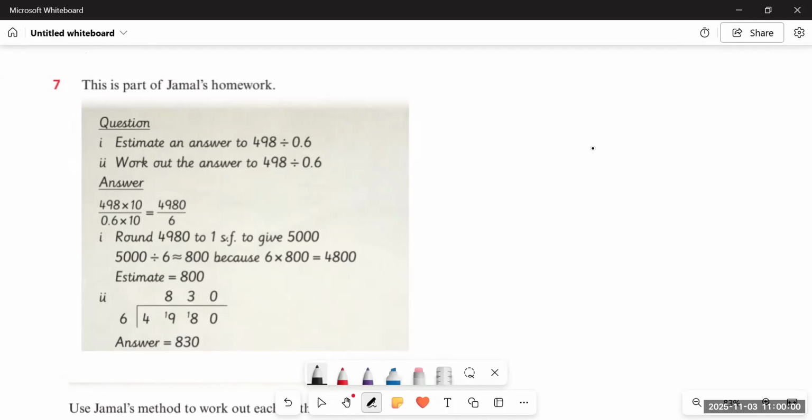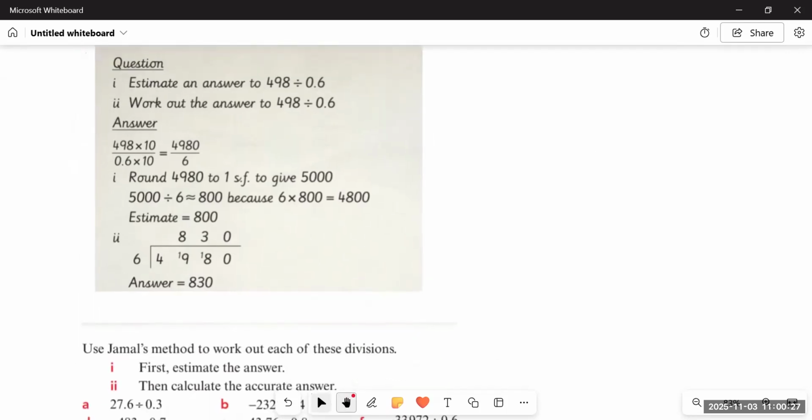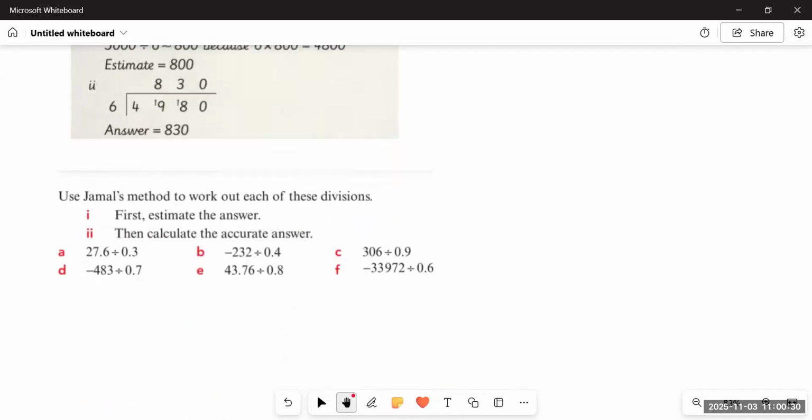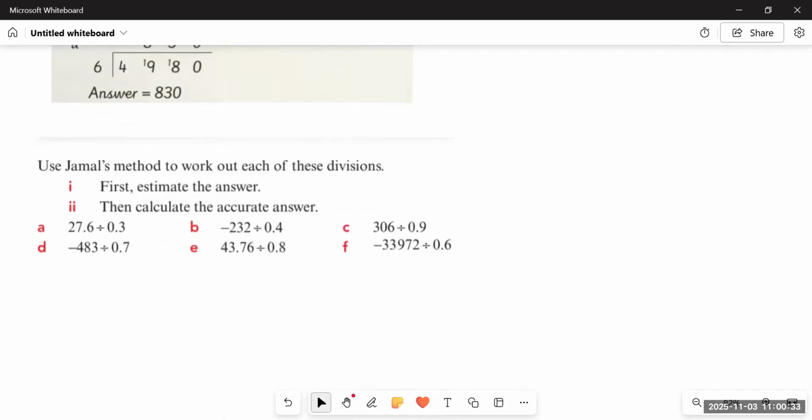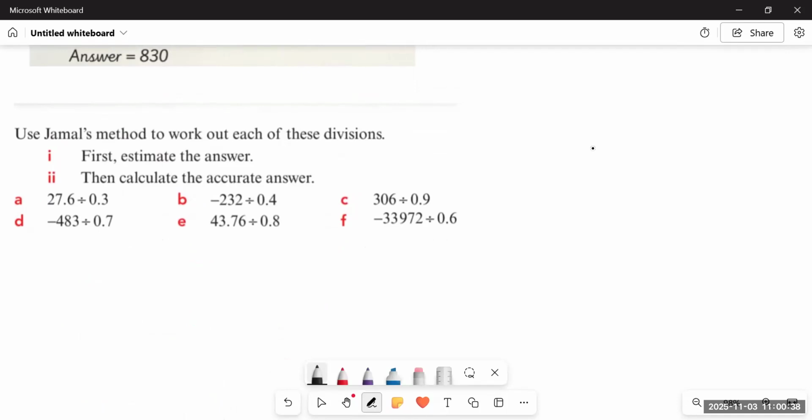So 4980 would become 5,000, and then when we divide 5,000 by 6, it would become 800, because 6 multiplied by 8 is 4,800, so it would be around 800. And when he actually divided 4980 by 6, he got 830 as the answer. Okay, so that's what we have to do in the given question. You have to use Jamal's method to work out each of these divisions. First, we have to estimate the answer, and then we will find the actual answer.